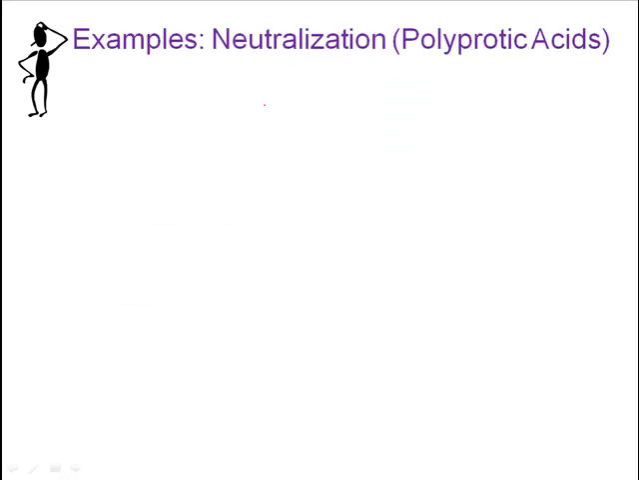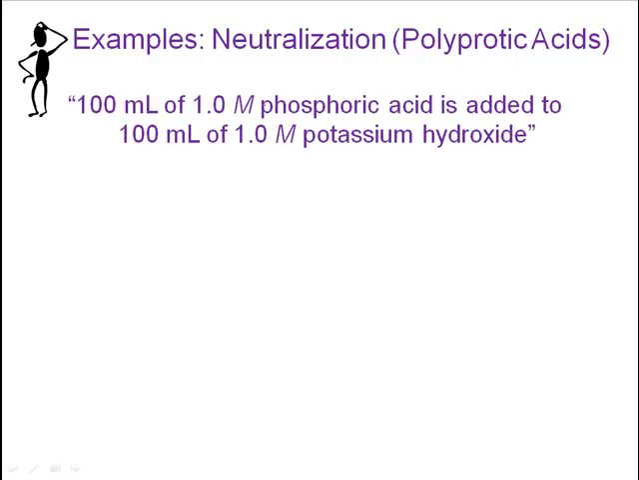An example of a neutralization of a polyprotic acid would be if you had something like this. And this would be the information you'd be given: 100 milliliters of 1 molar phosphoric acid is added to 100 milliliters of 1 molar potassium hydroxide. So the first thing we would write down is the formula for the phosphoric acid. Now, I didn't write the potassium down. Why do you think I didn't write the potassium down? Okay, it's probably a spectator. Happens to be a spectator in this case. This often happens with any of the soluble hydroxides.